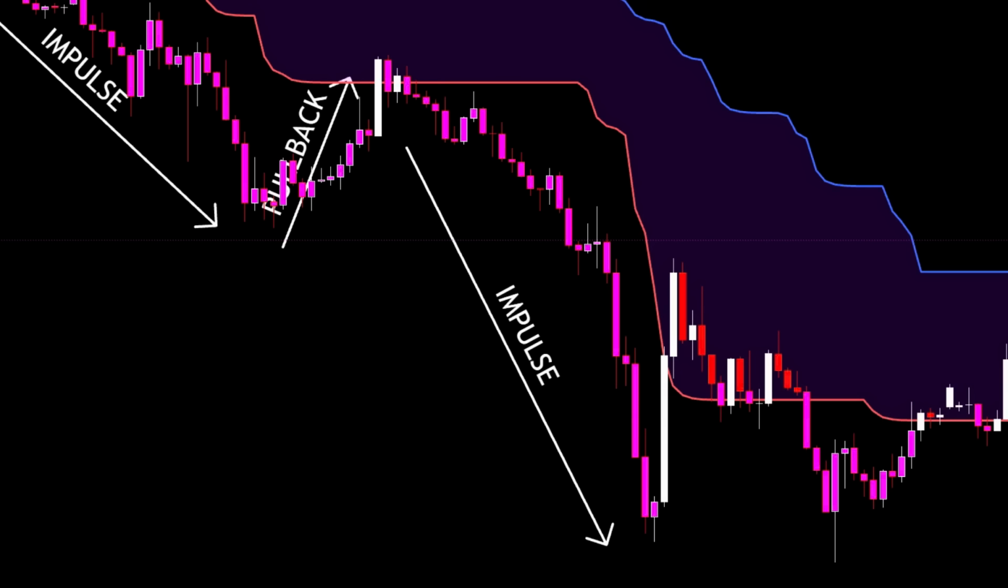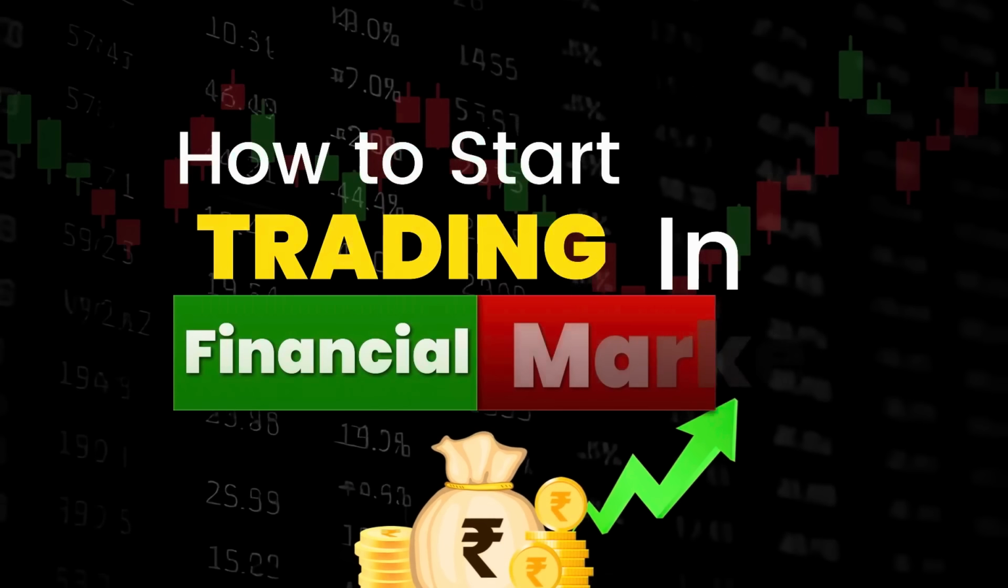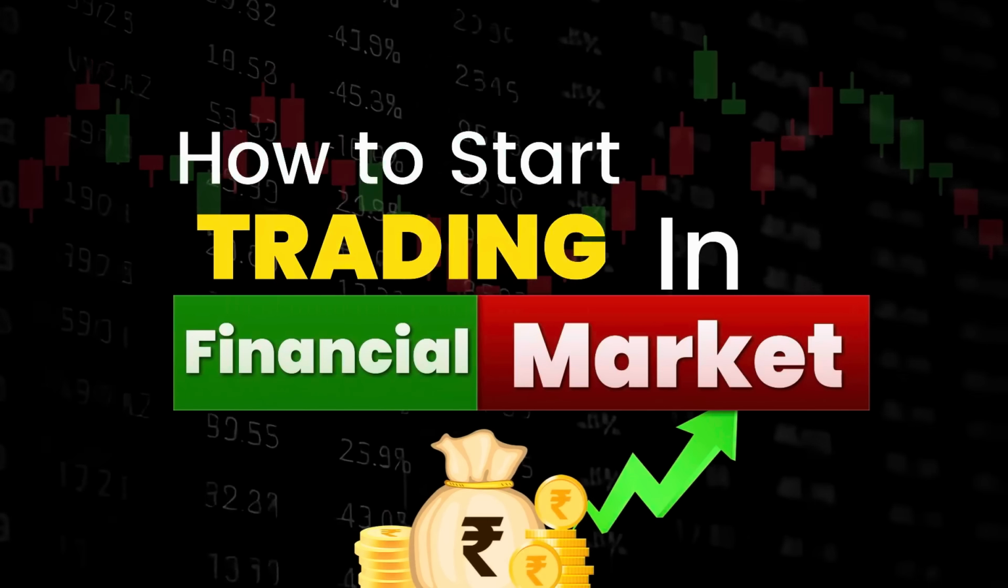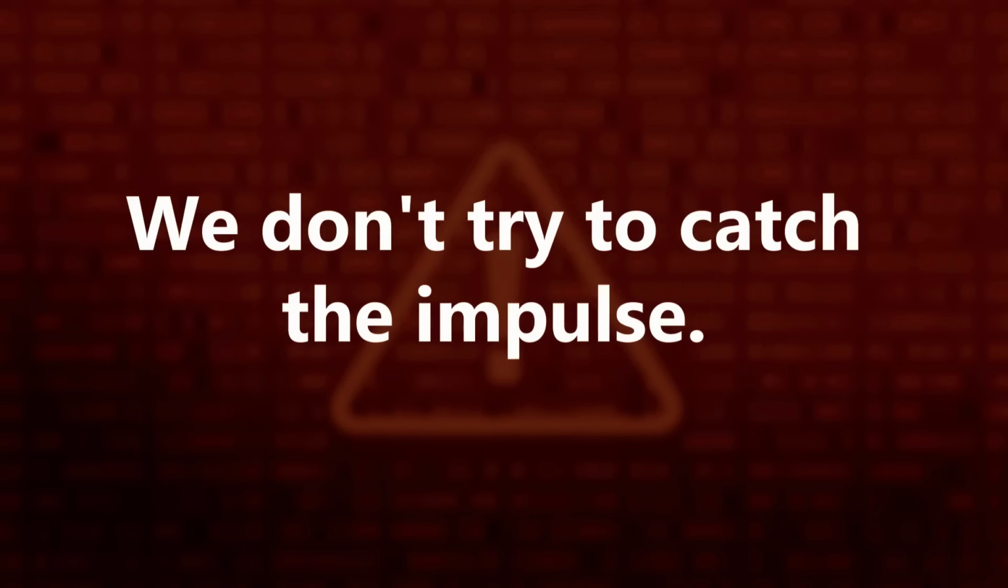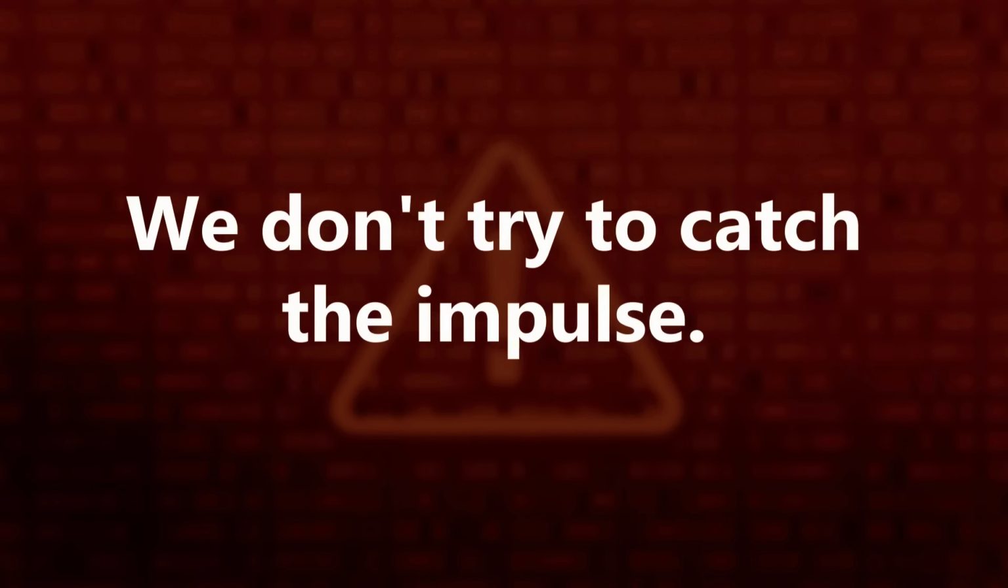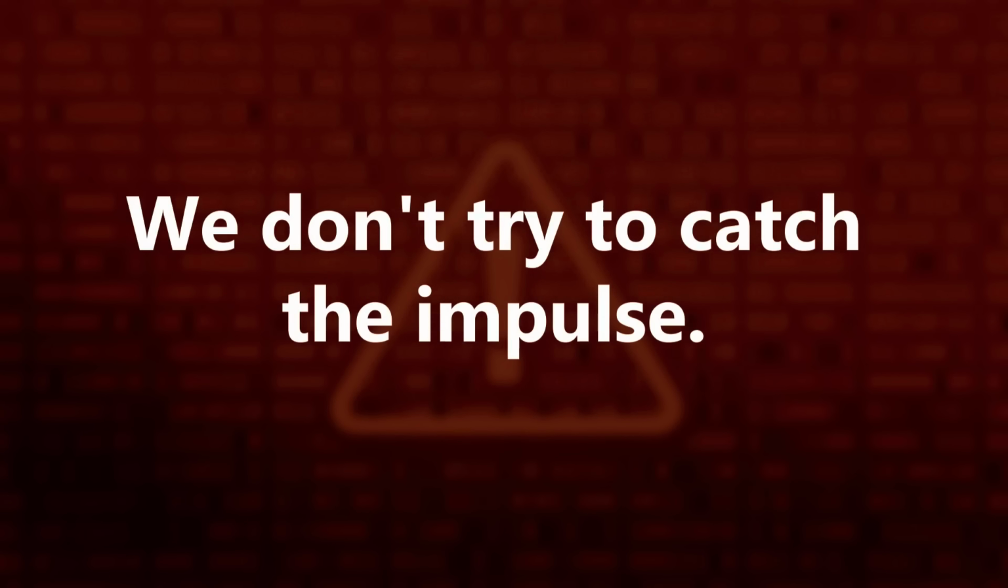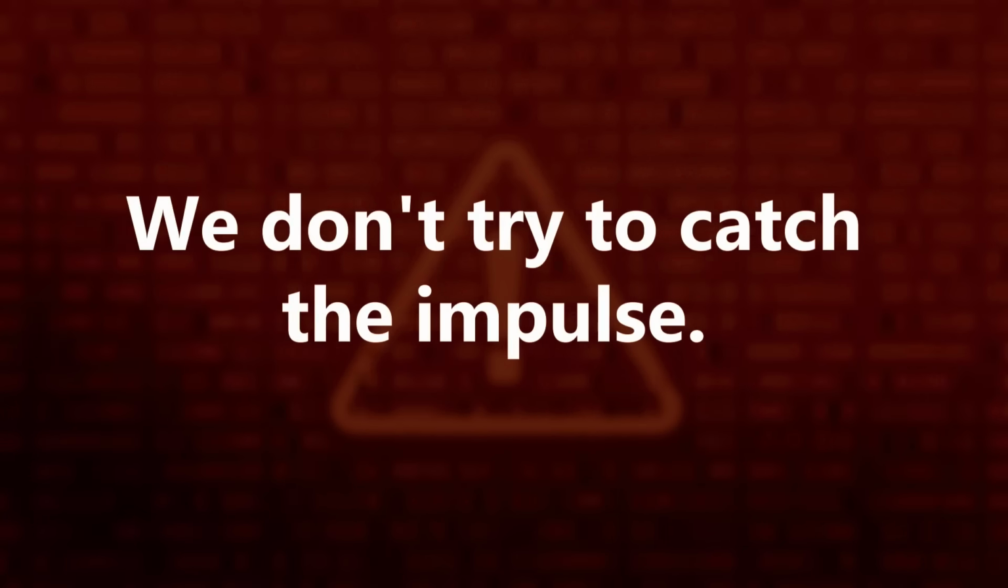That's your cue. Okay, so now you've got the impulse and the pullback. Here's the actual rule we trade off of, and look, this is the part people rush past. So slow down with me here. We don't try to catch the impulse. I want you to say that again because it trips people up. We do not try to catch the impulse directly.